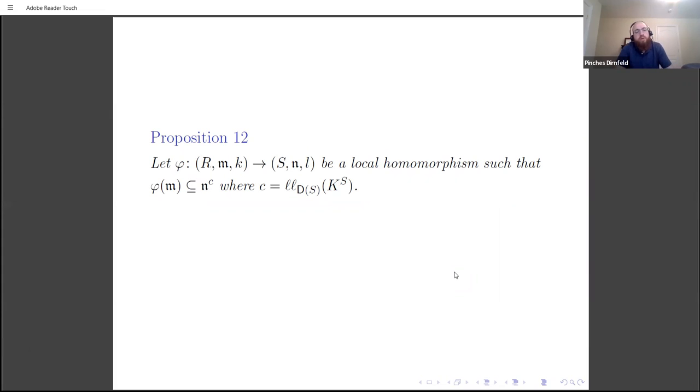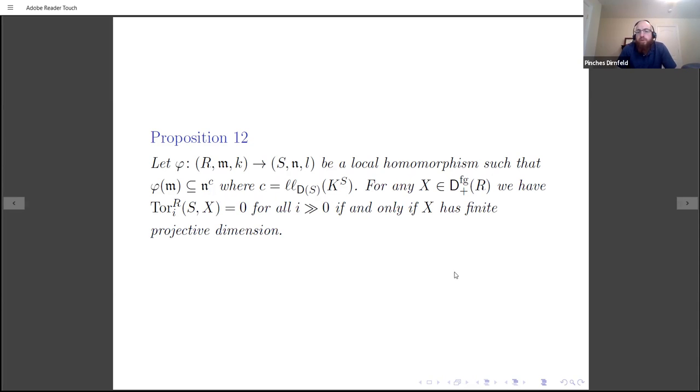So, proposition. Let phi be a local homomorphism from R to S, such that phi of m is contained in n to the power c, where c is the homotopical Loewy length of the Koszul complex on S. Then for every X with finitely generated bounded below homology, we have that Tor_i^R(S, X) is zero for i large enough if and only if X has finite projective dimension.